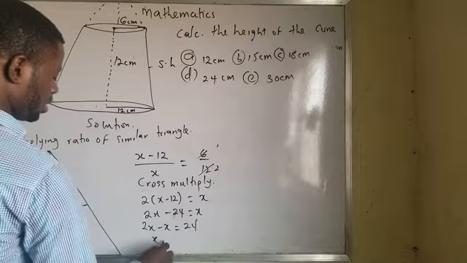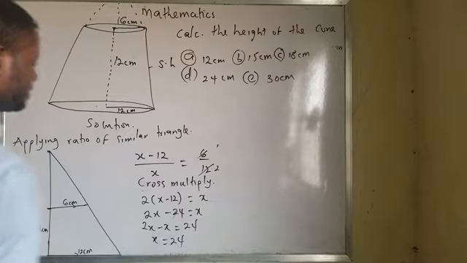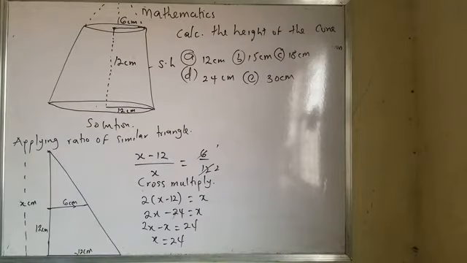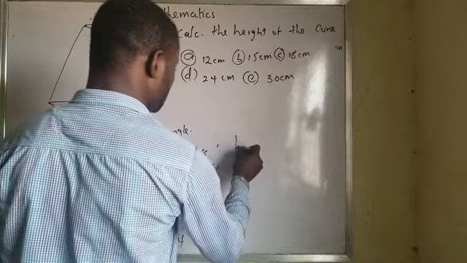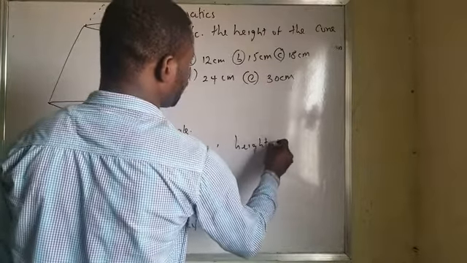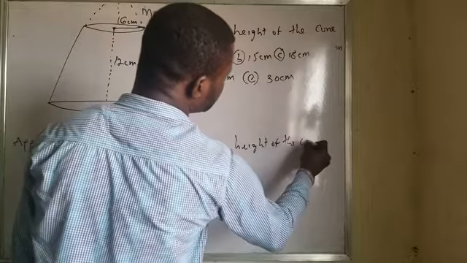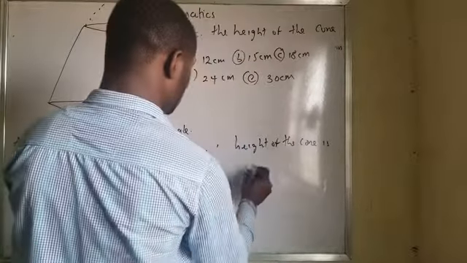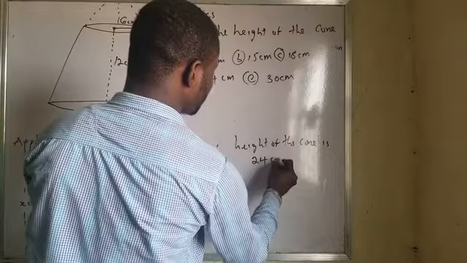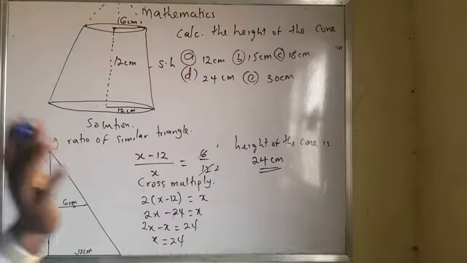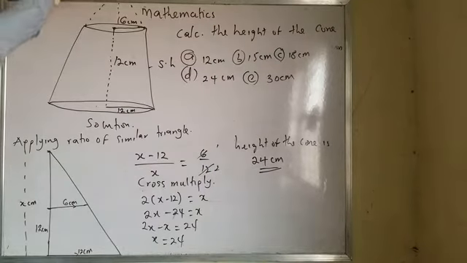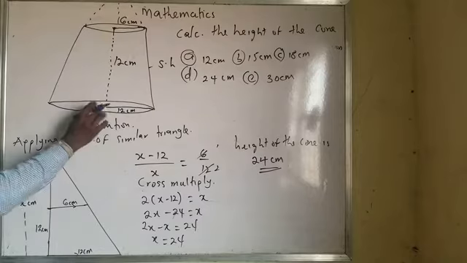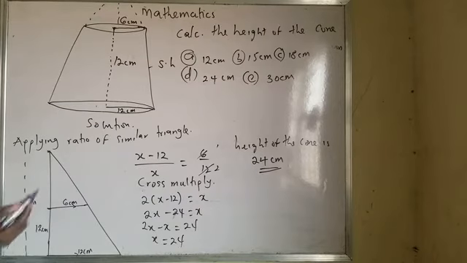x equals 24. It means the height of the cone is 24 centimeter. That is all. That is the height. It means from here, so here is 24 centimeter. That's what that means.